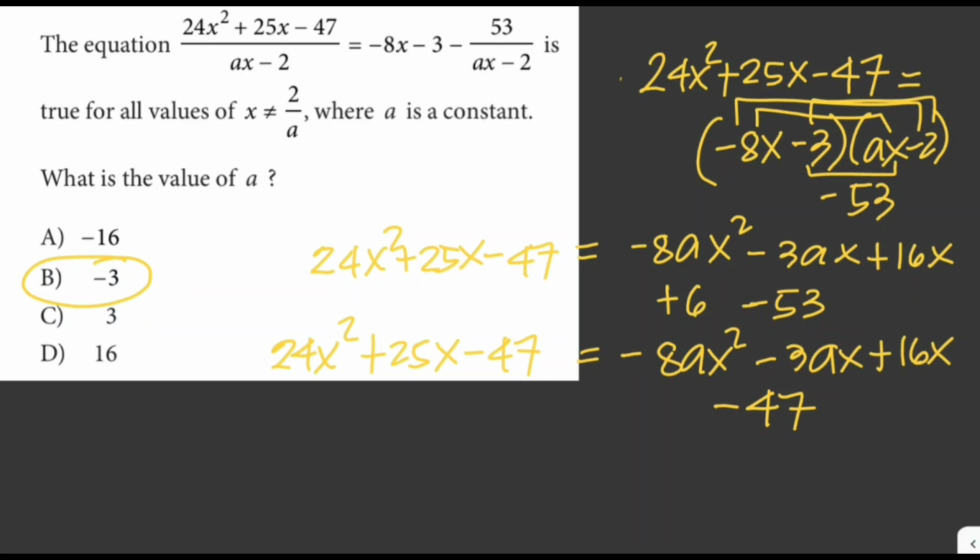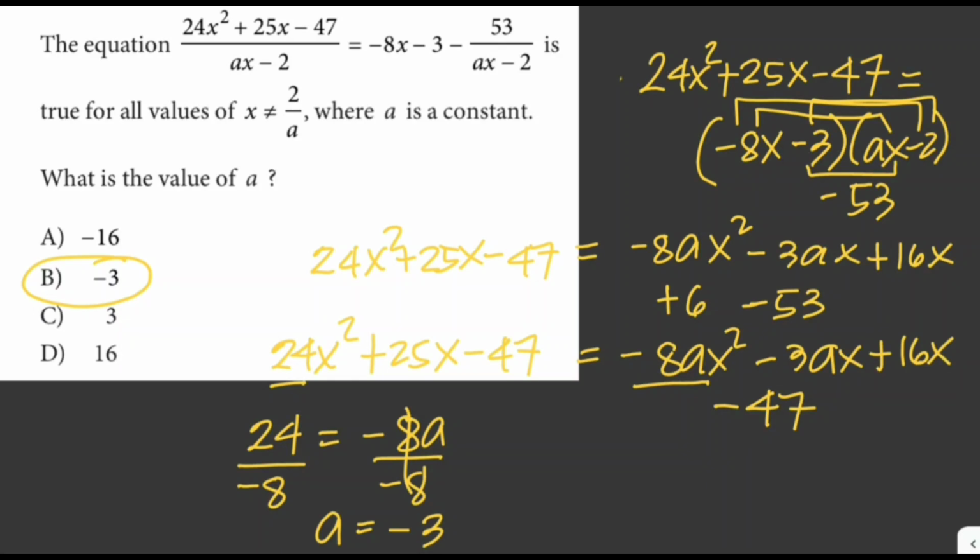So we can just equate the coefficient of x squared here, which is this one, 24 and negative 8a. So that is 24 equals negative 8a. Divide both sides by negative 8. So a is just equal to negative 3. So this is our answer here. This follows that the coefficients of the x squared term must have to be equal on both sides. That's why we equate 24 here to negative 8a.